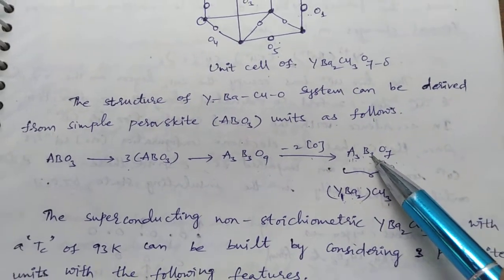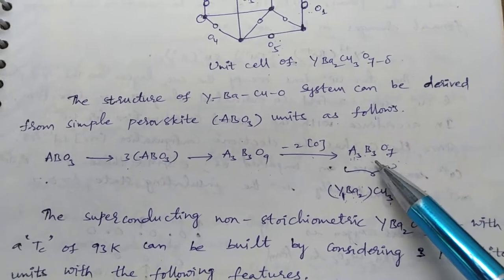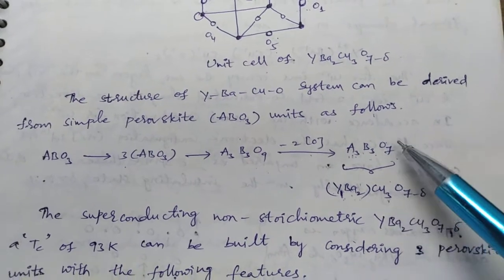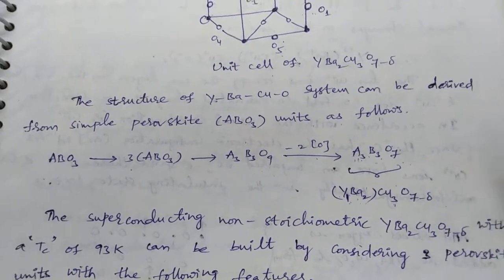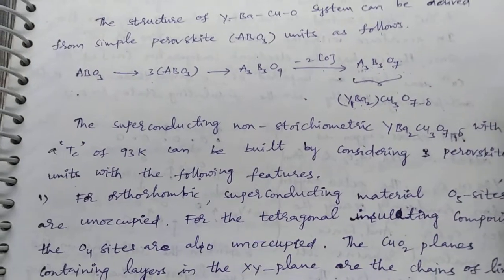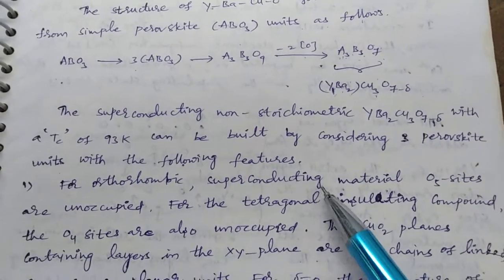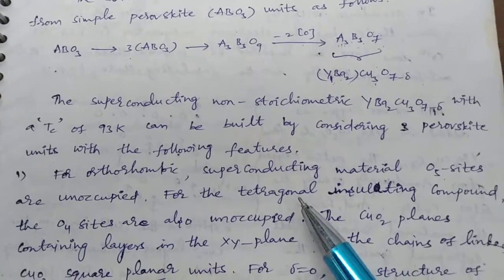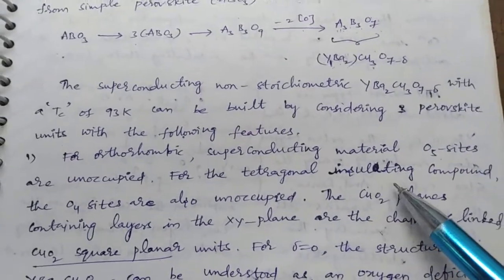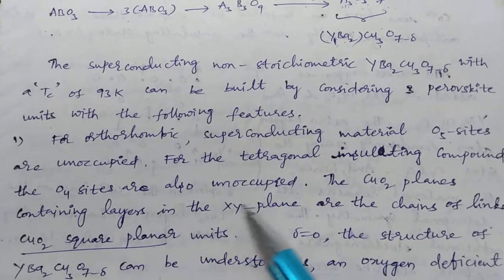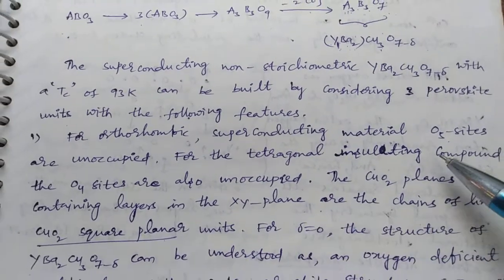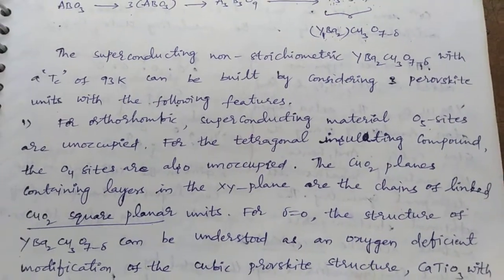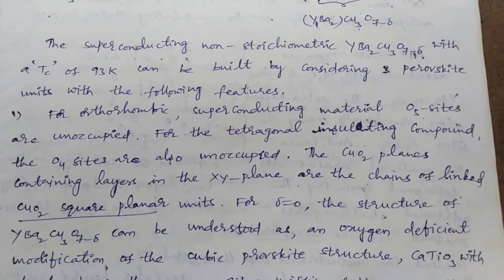B3, the second ion is B. It also contains 3 Cu. O7-δ is as it is. Now, for the orthorhombic superconducting material, O5 sites are unoccupied. For the tetragonal insulating compound, O5 sites are also unoccupied. The CuO2 planes containing layers in the XY plane are the chains of linked CuO2 square planar units.